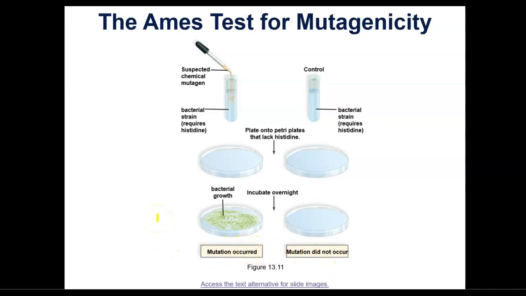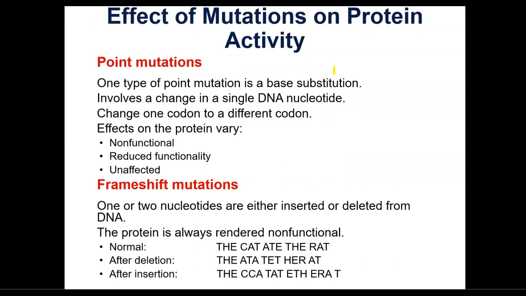But basically, I know it's kind of hard to see from looking at this illustration, but one group is exposed to the chemical mutagen or the suspected chemical mutagen, and that's called the experimental group. And then the control group is not exposed. They're both plated on petri dishes and incubated, and if the bacteria does grow, then the Ames test says that it's positive for mutagenicity.